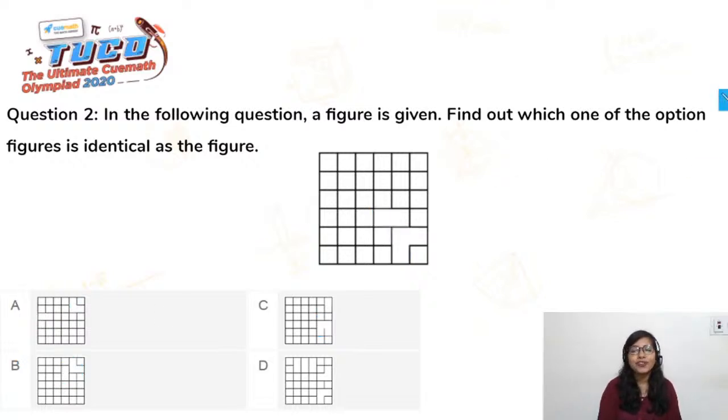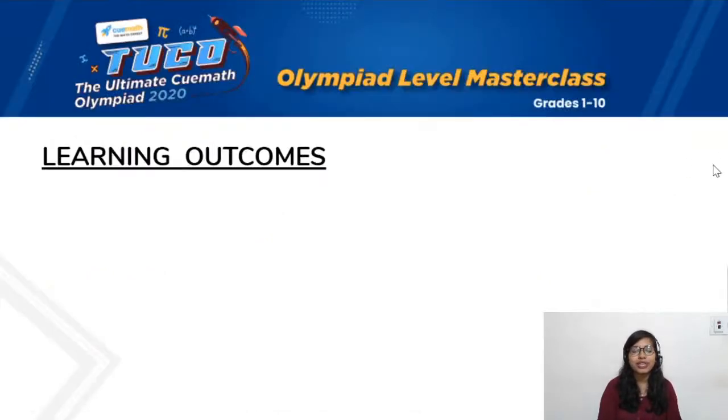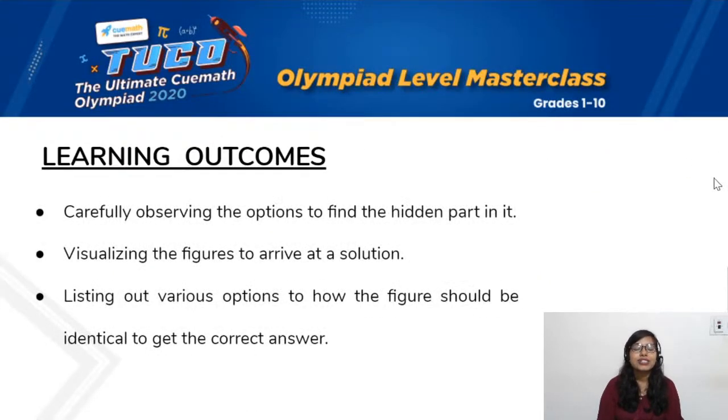Alright, so I hope all of you did enjoy the session. With this, we'll quickly go ahead with our learning outcomes. What we have studied in today's session: carefully observing the options to find the hidden part in it, visualizing the figures to arrive at a solution, and listing out various options to see how the figure should be identical to get the correct answer. So these were all about our learning outcomes. I hope all of you understood how to observe, identify and analyze these kind of questions.